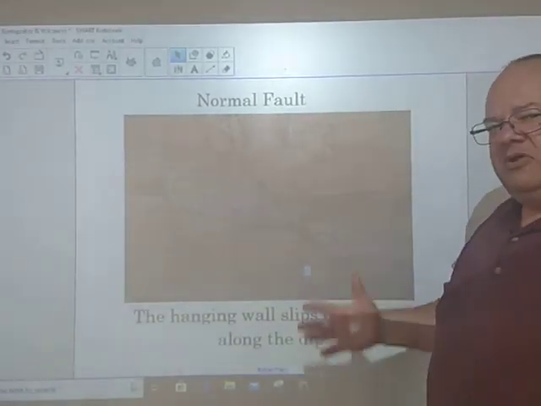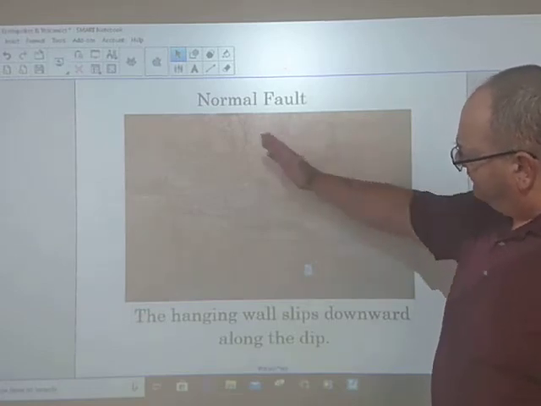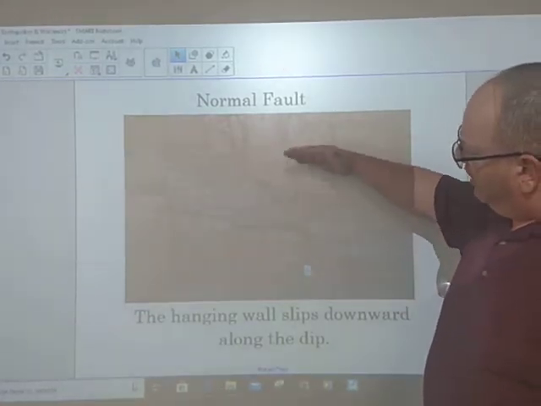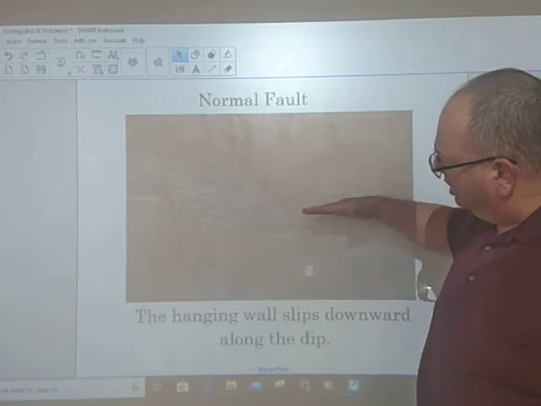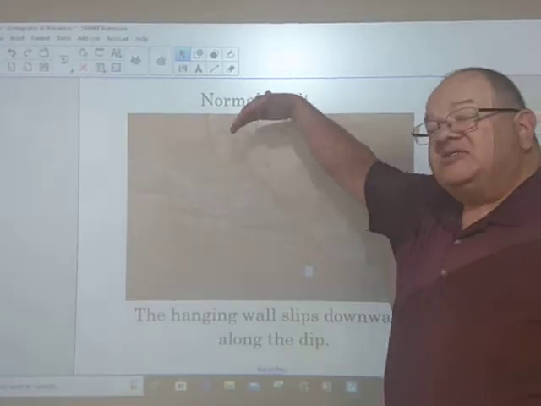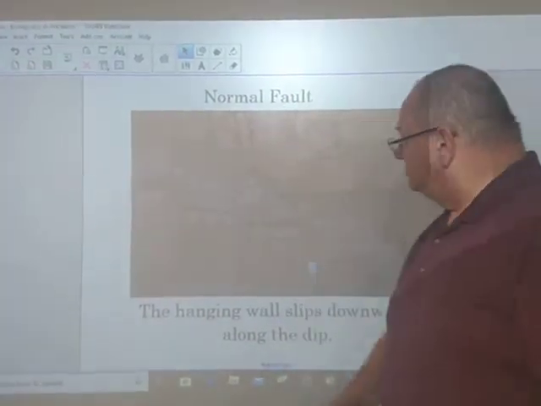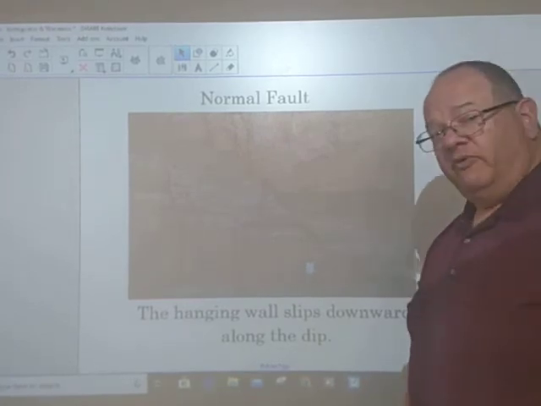So what's been the relative motion? The hanging wall, the part that's above the crack, seems to now be lower than it used to be relative to the footwall. So if the hanging wall has fallen down, that's the normal direction of gravity. Looks like a normal fault.